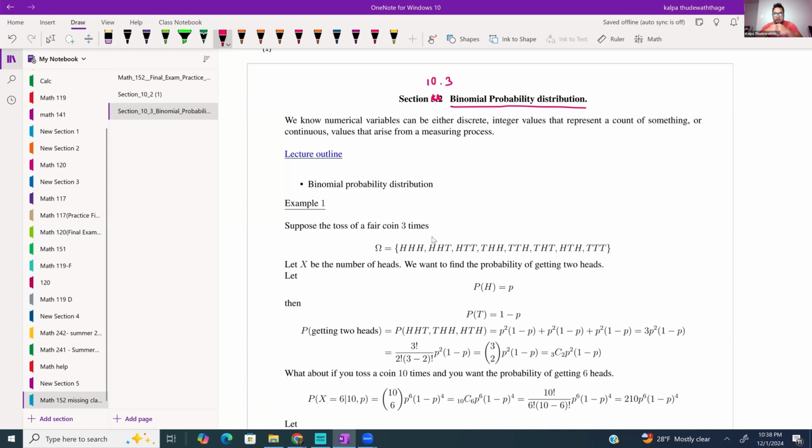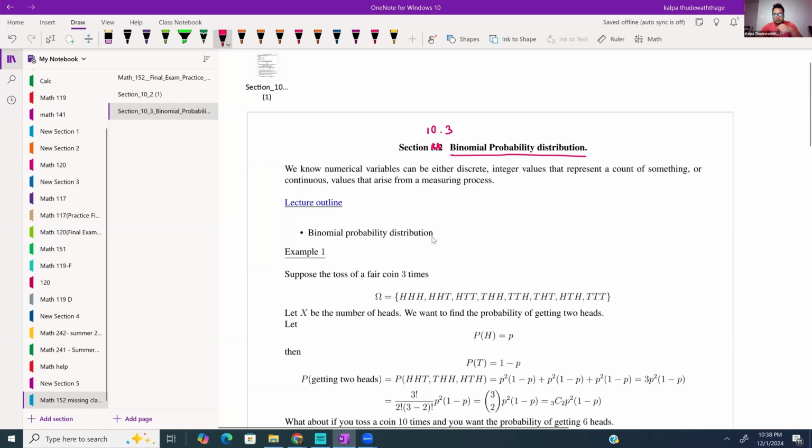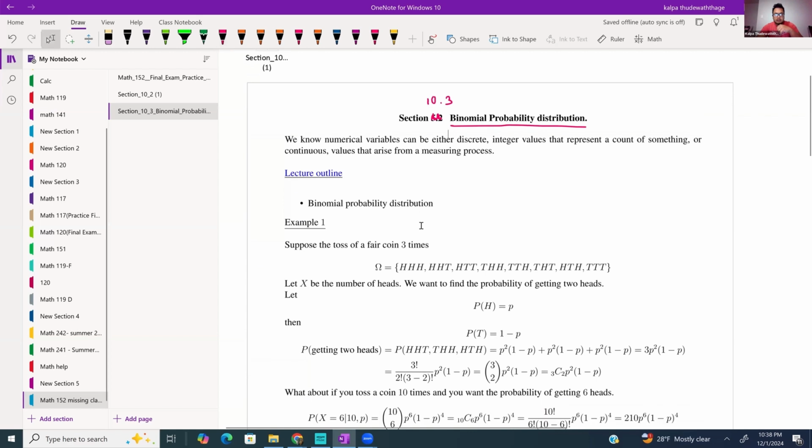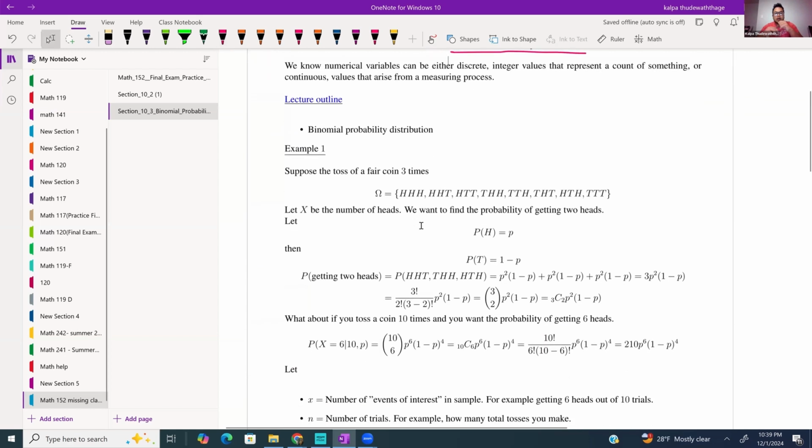We talk about binomial distribution under discrete probability distribution. So first of all, probability distribution means it tells you the probability of different outcomes that can happen in a given experiment. For example, if you toss a coin 3 times, now you know I wrote down all the possible outcomes. There are 8 possible outcomes you have. I wrote down all those things.